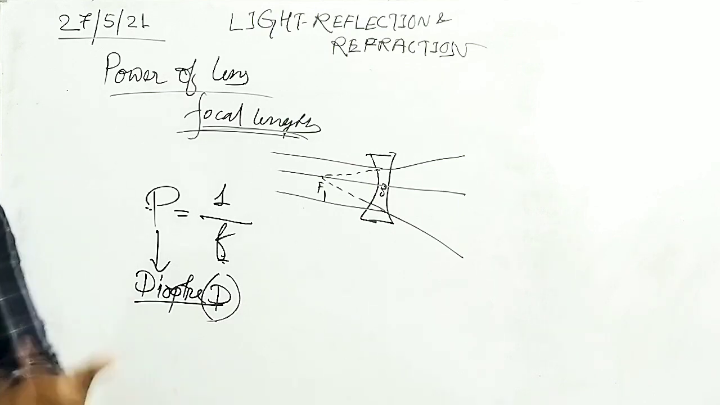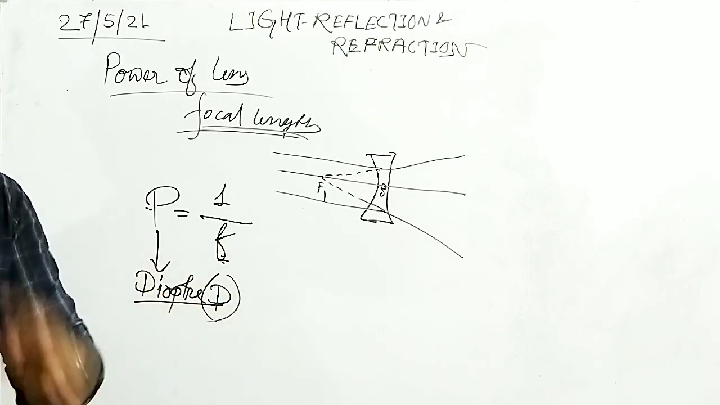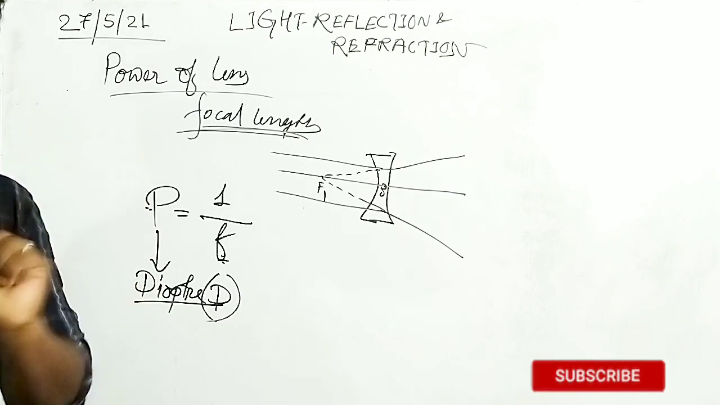It may come in your school exam: what is 1 diopter power? You have to write that 1 diopter power of a lens is that amount of power when a lens has a focal length of 1 meter.